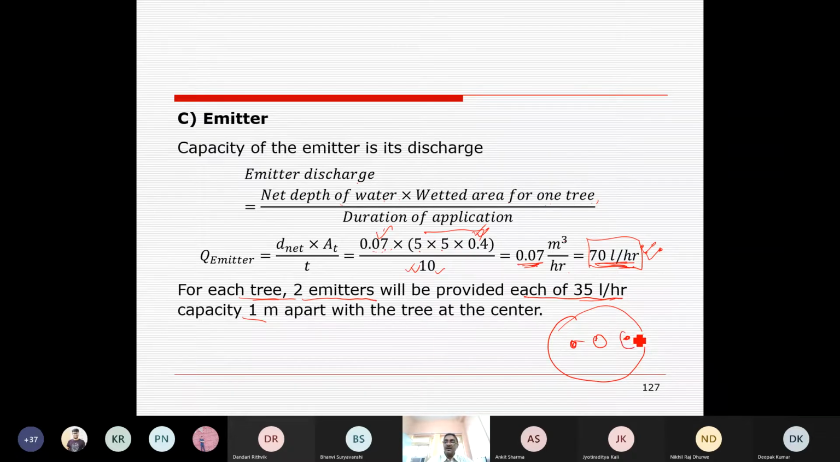So we are putting a 35 liters per hour capacity emitter to supply the required amount of water to this plant in just 10 hours to cover 40% of the area that is assigned to this plant, that is 5 into 5 into 0.4 square meter. That is coming 10 square meter area where we need to supply water.